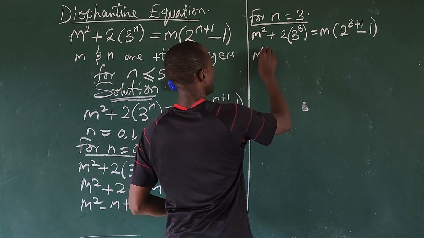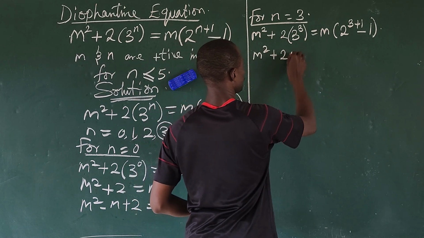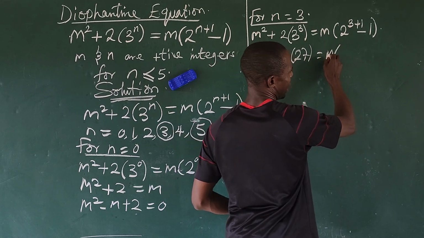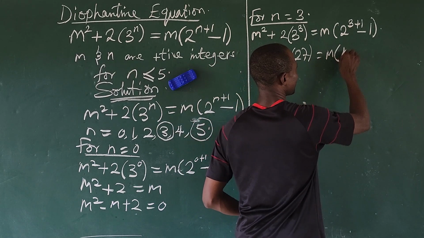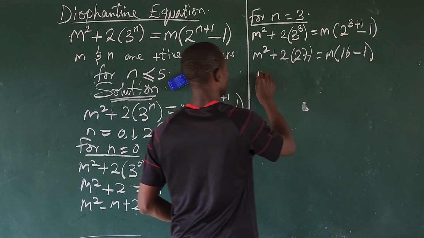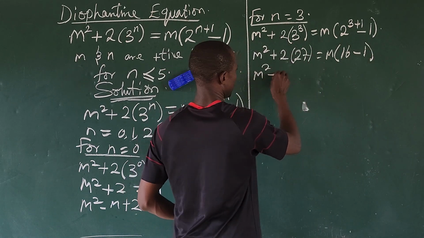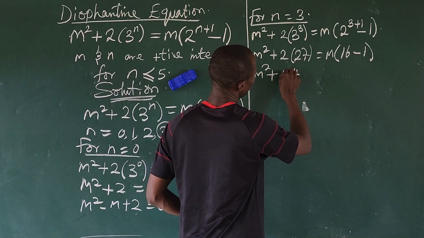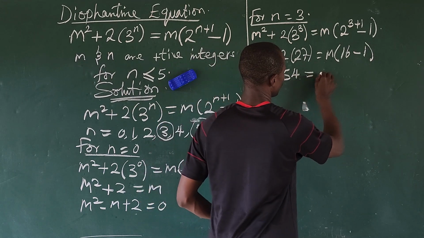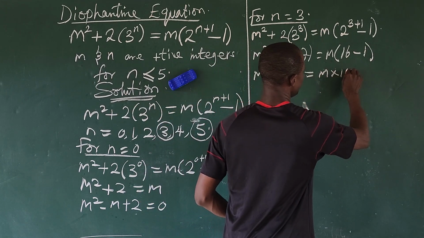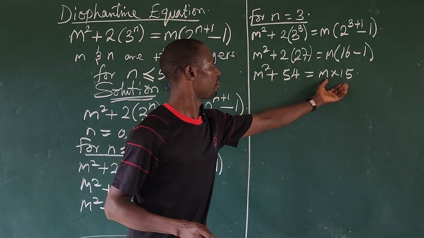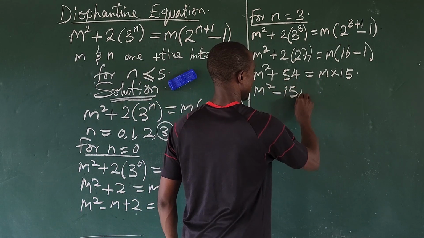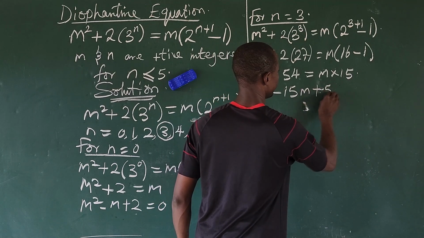So we now have m^2 + 2(27) = m(16 - 1). Here we end up having m^2 + 54 = 15m. Easy. So if we bring this to this side, we're going to have m^2 - 15m + 54.